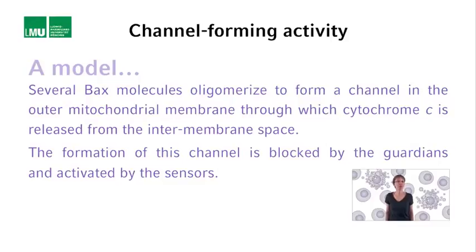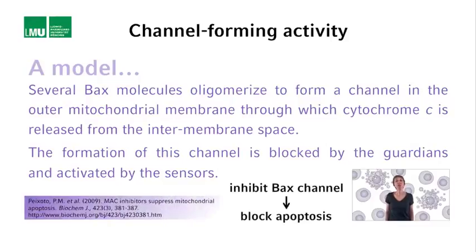In support of this model, it was reported in 2009 that an inhibitor of the BAX channel could block apoptosis. However, this inhibitor wasn't characterized thoroughly enough to exclude the possibility that it didn't only affect the ability of BAX to form channels, but other functions of the BAX protein as well. This work therefore did not provide proof for the model that the ability of BAX to form channels is essential for its role in apoptosis.